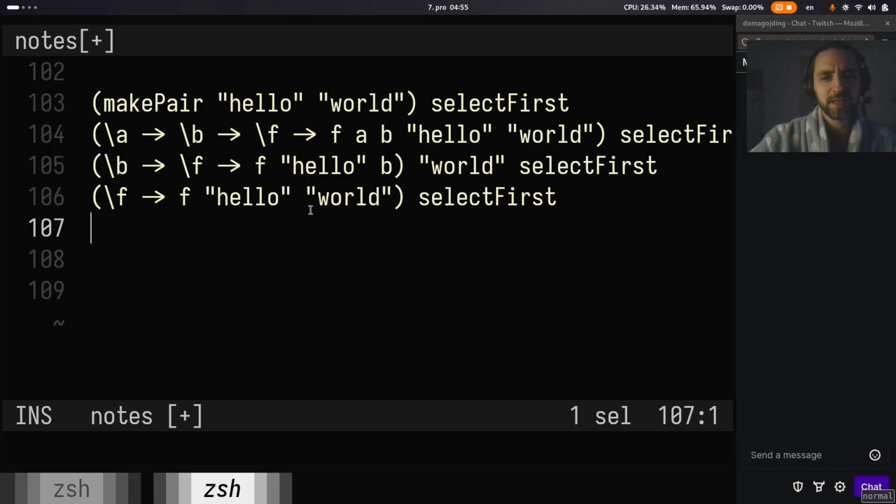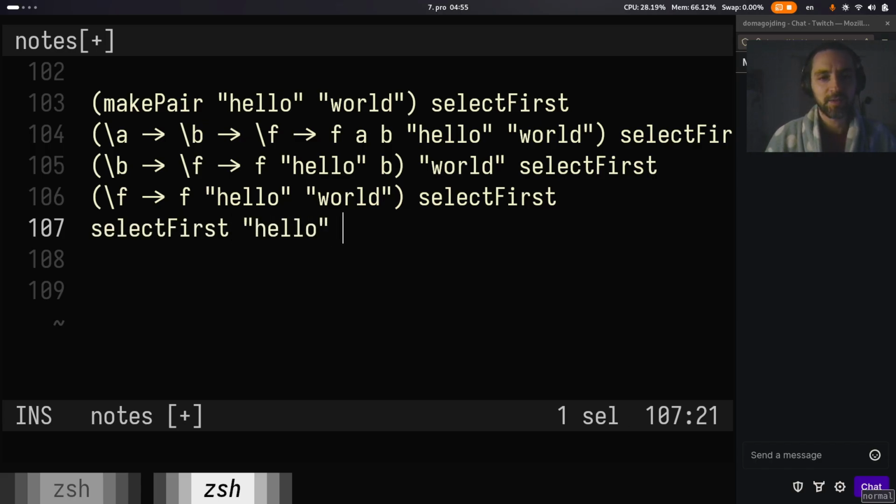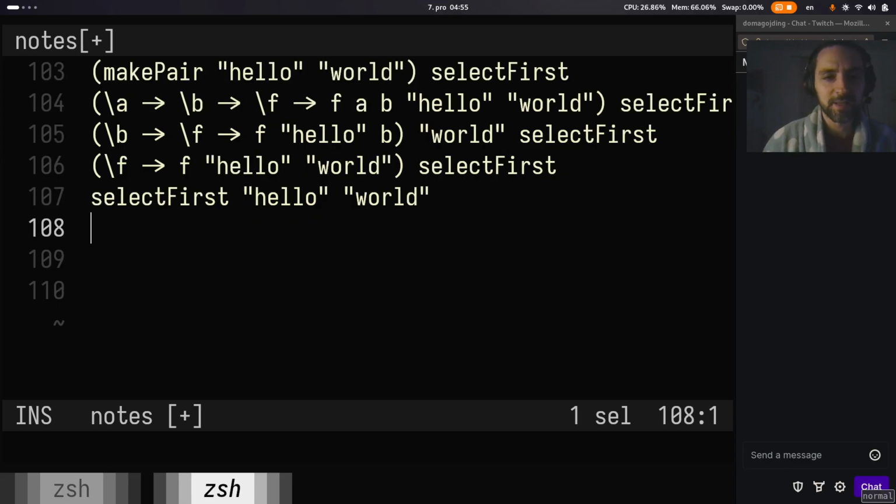Now I do select first, I substitute the f. So right, it needs a function. It's a function that applies a function to two things. And now the select first is substituting the f, right? And we're gonna get select first, hello world. And look at it. Select first will take the hello.